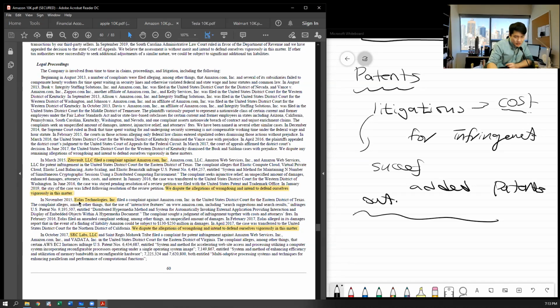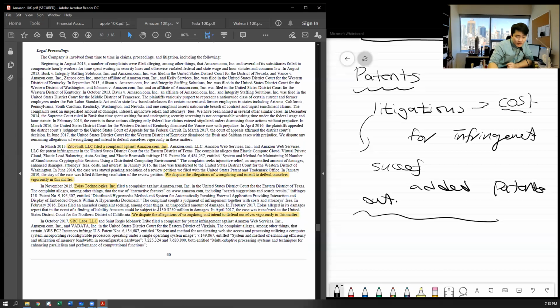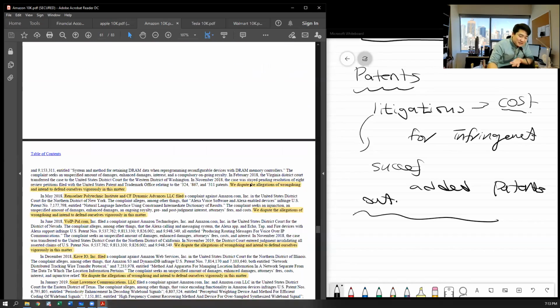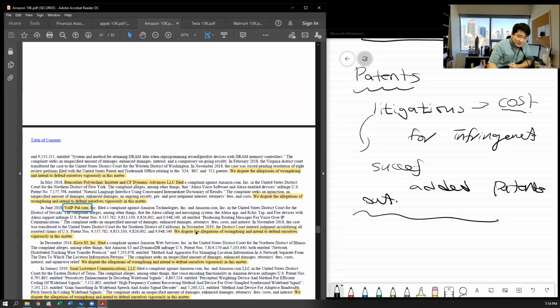Also, this other technologies company also sued Amazon. We dispute the allegations of the wrongdoing and intend to defend ourselves vigorously in this matter. SRC Labs also sued Amazon. Again, we dispute the allegations of the wrongdoing. Another company also sued Amazon, and we dispute. VoIP company also sued Amazon, and again they dispute the allegations.